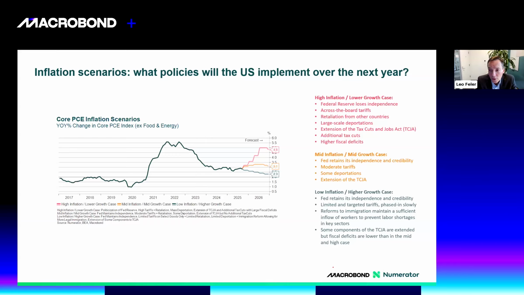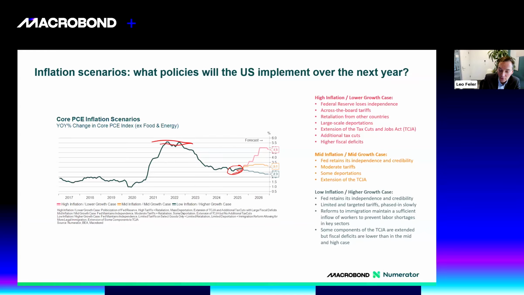So what you see here is core PCE. This is the measure of inflation that the Fed Reserve mostly relies on. And you can see that we had our inflation peak in 2021 and 2022. Inflation then came down. More recently, inflation has started to be a little bit sticky and it has ticked up throughout much of 2025.